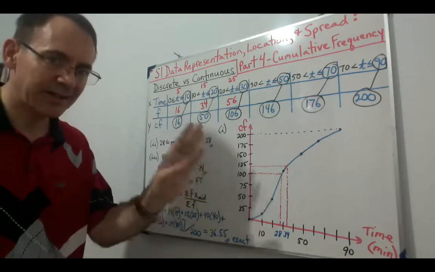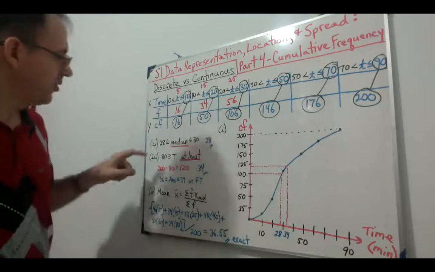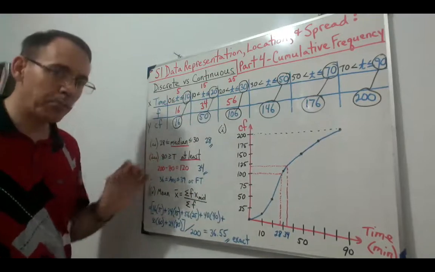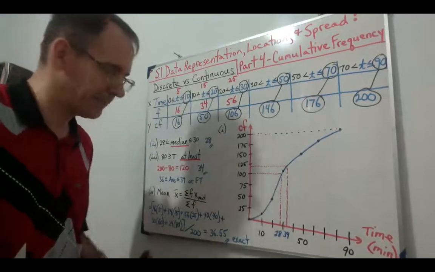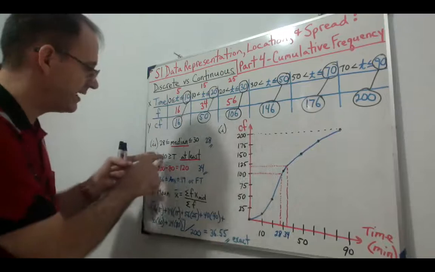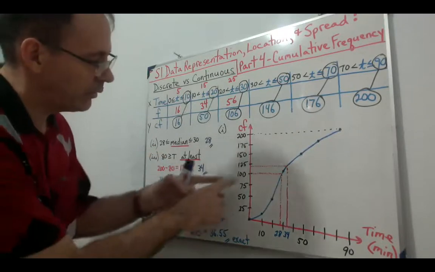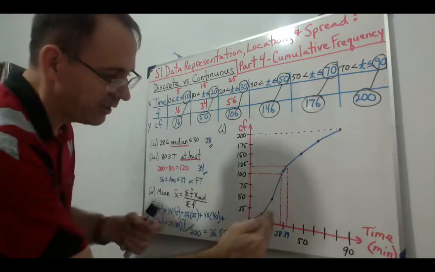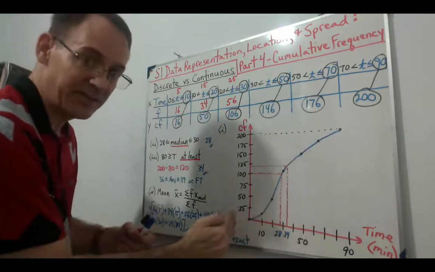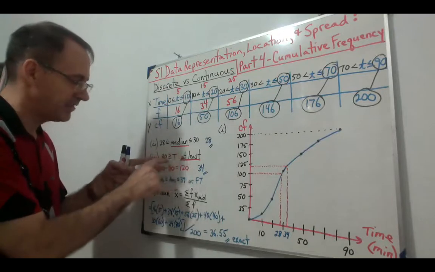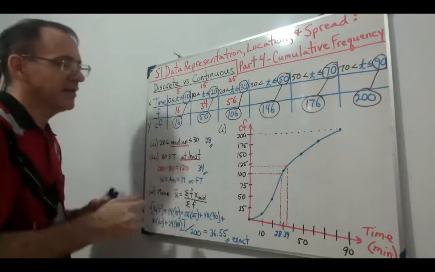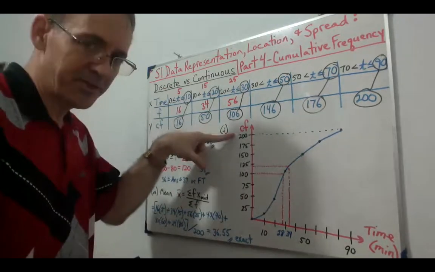graph does less than. So if this 80 is more than, we need to start from the top, not from the bottom. So if it said 80 is less than T, we would go to 80 and find out the time that was less than a particular value. But since this is at least, meaning more than T, then that means we need to start from the top.